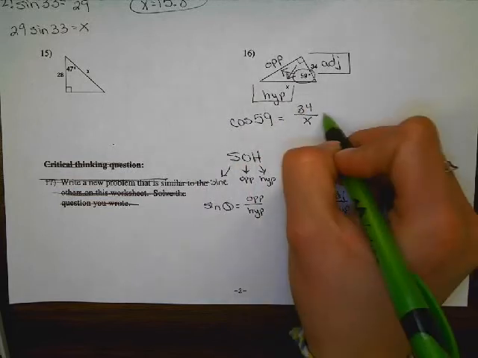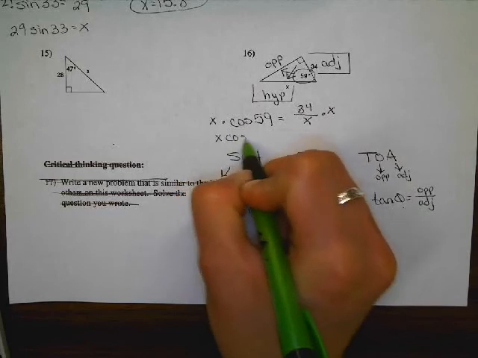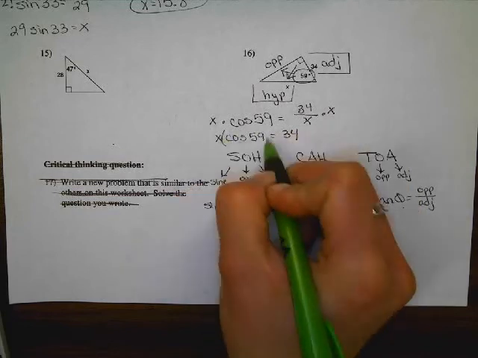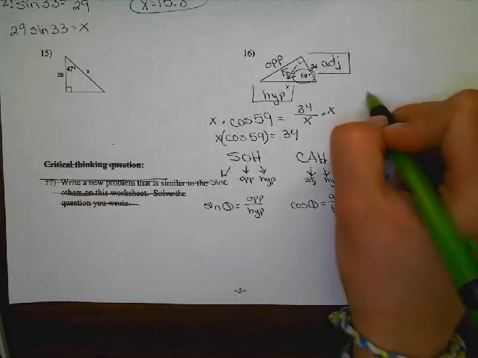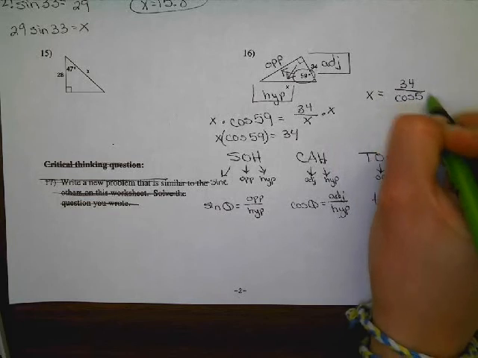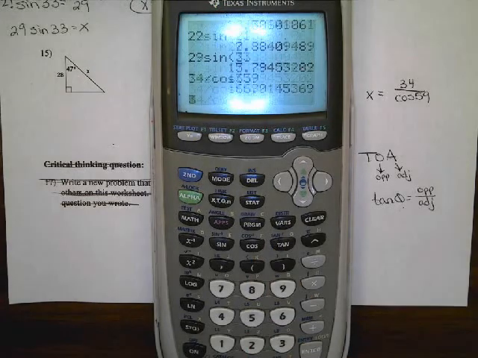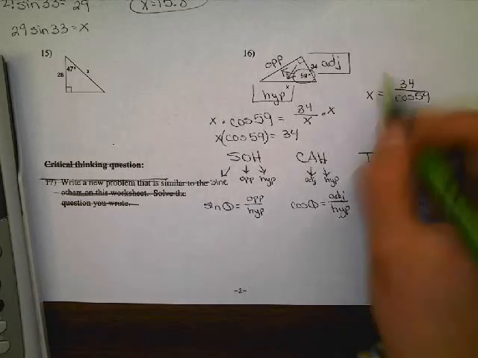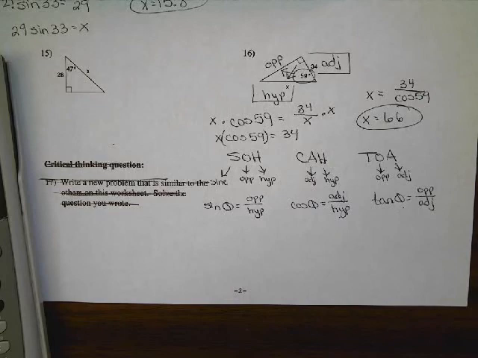Again, to get that x by itself, I need to multiply on both sides. So I have x cosine of 59 equals 34. This is being multiplied, so it's in parentheses. So to get rid of that, I have to divide. So x now equals 34 divided by the cosine of 59. I'll punch that in my calculator, and you get 66.01. So x equals 66. So I want you guys to try the rest of the problems.